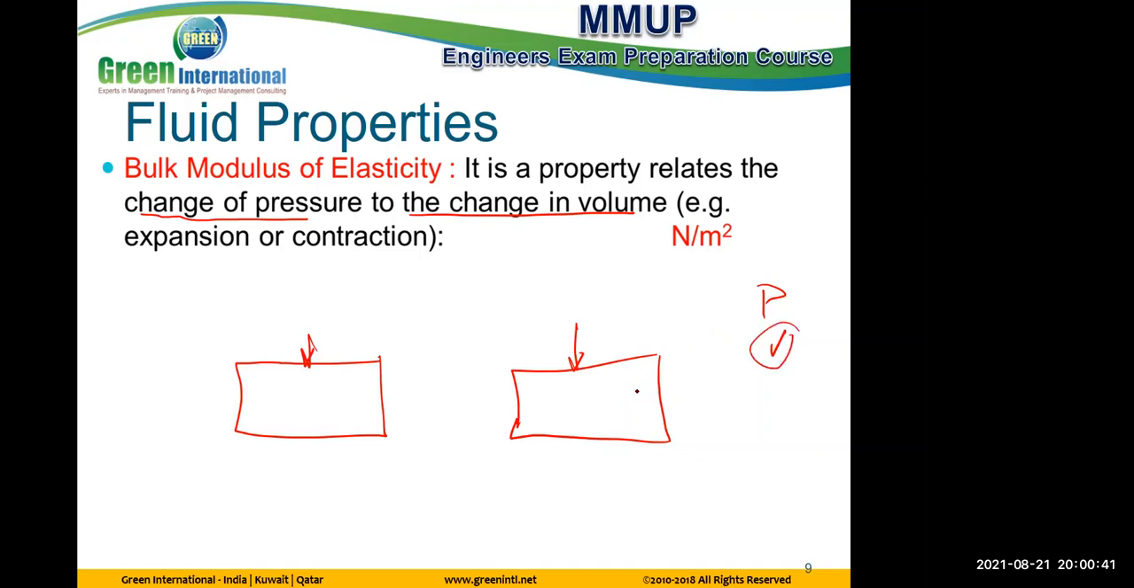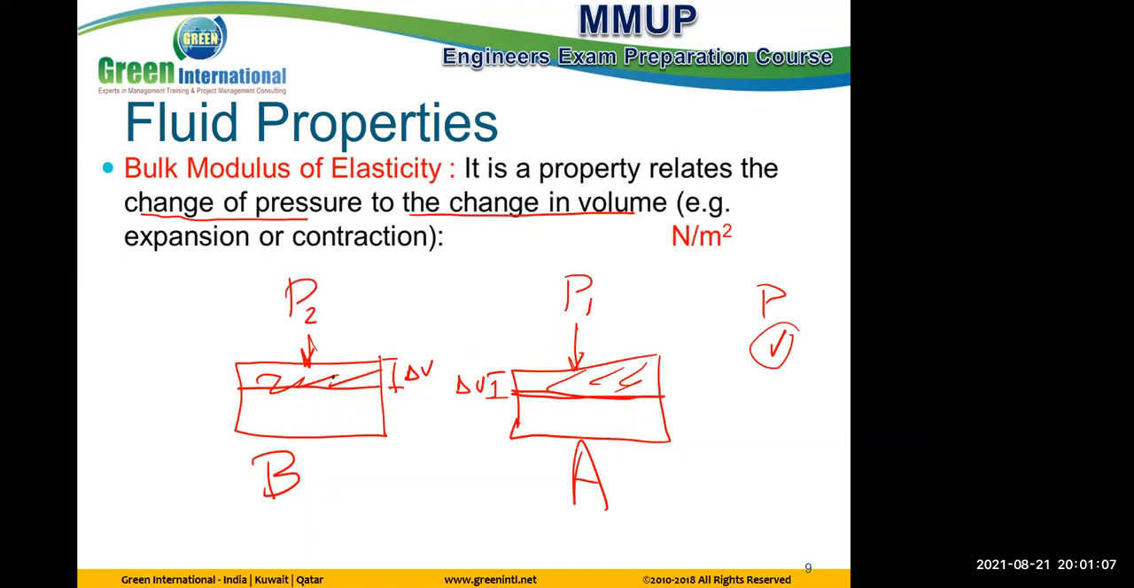So I keep the change of volume the same. I apply pressure and make a change of volume here, delta V, and the same change of volume here, delta V. Let's call this one A and this one B. A requires pressure P1 to make this change, but B requires P2 to make this change, and P2 is less than P1.